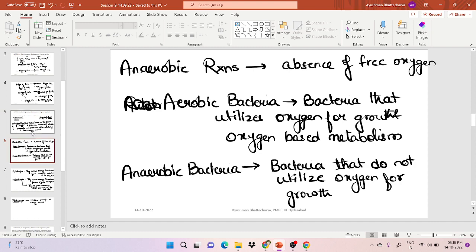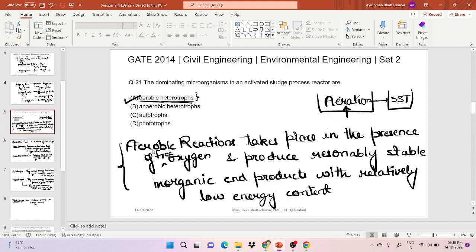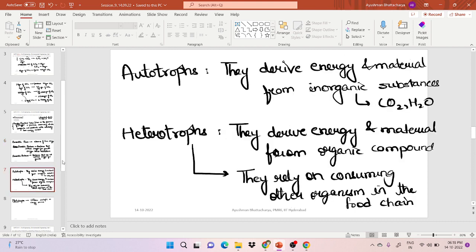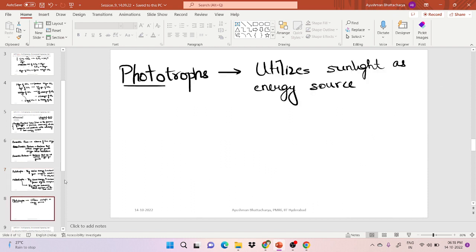Aerobic reaction involves the presence of free oxygen, and anaerobic reaction occurs in the absence of free oxygen. Aerobic bacteria utilize oxygen for their growth and oxygen-based metabolism. Anaerobic bacteria do not utilize oxygen for growth. Autotrophs derive energy and material from inorganic substances. Heterotrophs derive energy and material from the organic compound. Wherever heterotrophic microorganisms grow, there will be organic matter removal, and they rely on consuming other organisms in the food chain. Phototrophs utilize sunlight as an energy source.